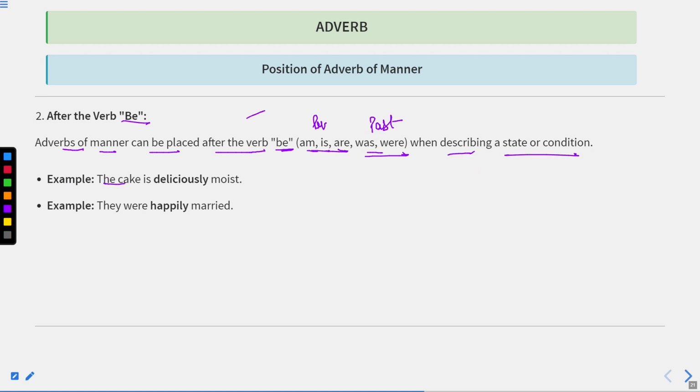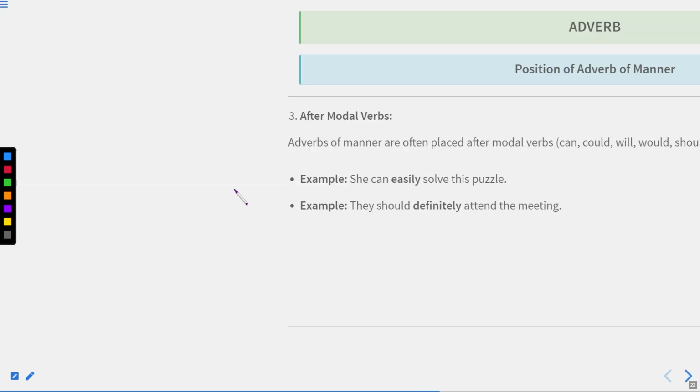For example, the cake is deliciously moist. Now, is is the be form, not actually a helping verb. After that, we have used the word deliciously, and this deliciously is used for the word moist, and moist is an adjective, whereas deliciously is an adverb. They were happily married. Married is an adjective, and happily is an adverb which qualifies this adjective and is used just after the be form, that is, were. Now let us move to the next one.